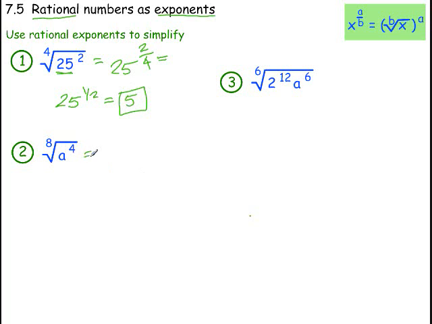This next one has us using a as our base, so now we're using a variable. Its power is 4, that goes in the numerator. Its root is 8, that goes in the denominator. Again, that simplifies to a to the 1/2, which we know is the square root of a.